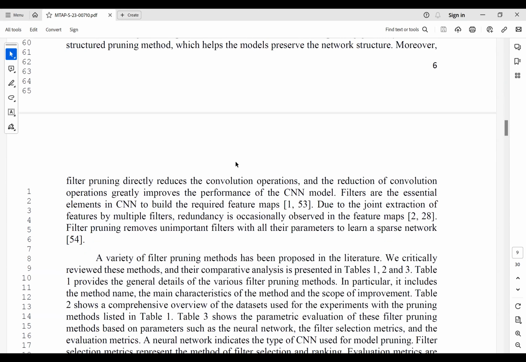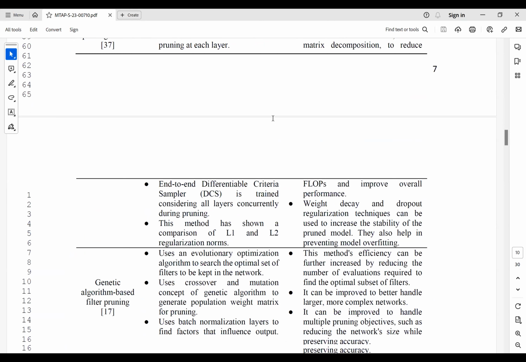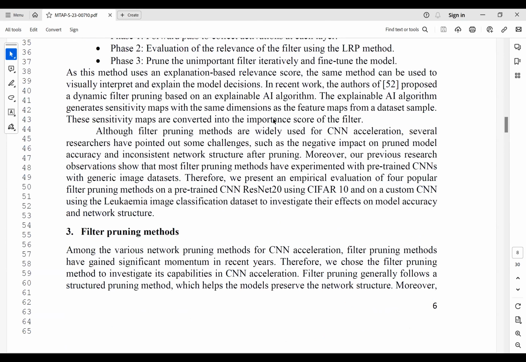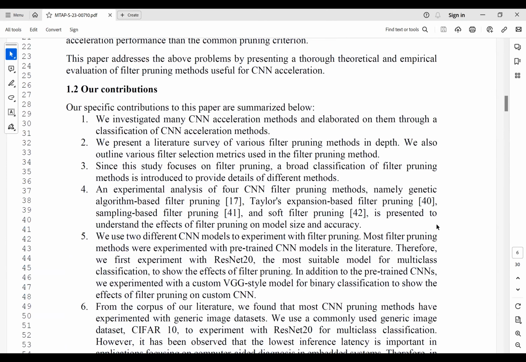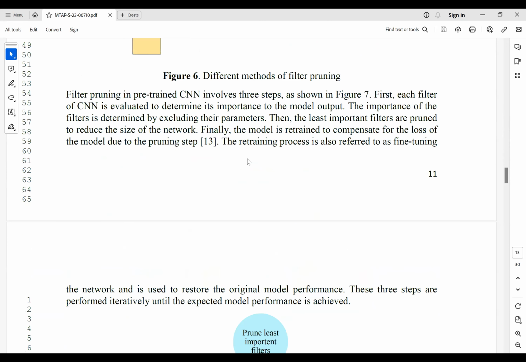Oh, the diagram, I'm missing the diagram. Just a second. Okay, where is the diagram? The diagram is missing here, but I was talking about this diagram. You can see this diagram. Can you see this diagram in the slide?